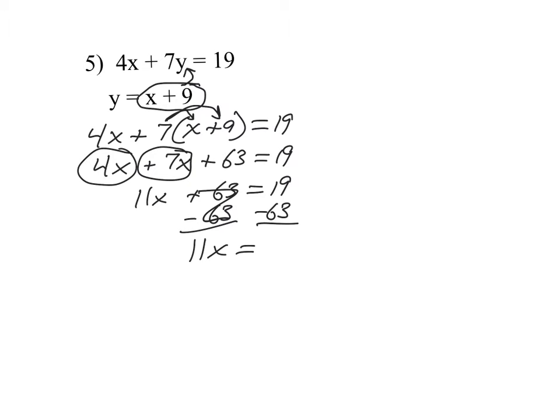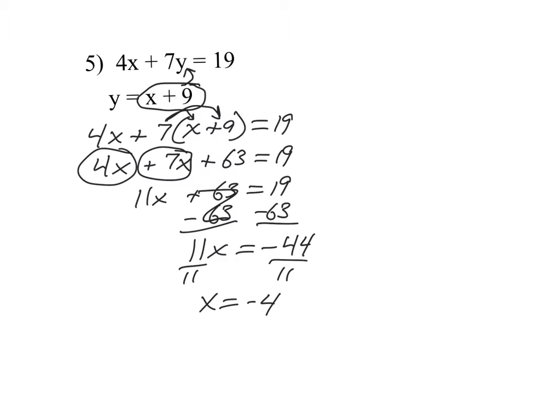And 19 minus 63 is the same as 63 minus 19, except it has a negative sign in front of the answer. Why? Because the 63 was the larger of the two numbers. And when I take 63 minus 19, I get 44, and so it happens to be a negative 44. Then I divide both sides by 11. I get x equals negative 4.